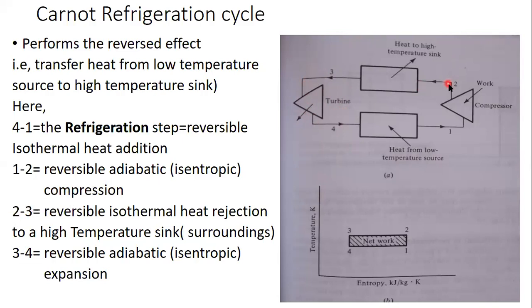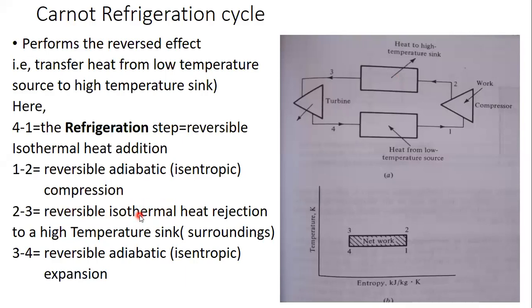So 2 to 3 is our heat rejection, where heat is getting rejected to the surroundings. So again, heat rejection or heat removal, again we are assuming it as an isothermal or constant temperature process.